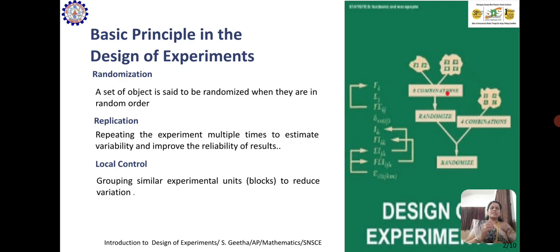Randomization: a set of objects is said to be randomized when they are arranged in random order. Replication: repeating the experiment multiple times to estimate variability and improve the reliability of results. In local control, we group similar experimental units to reduce the variation.